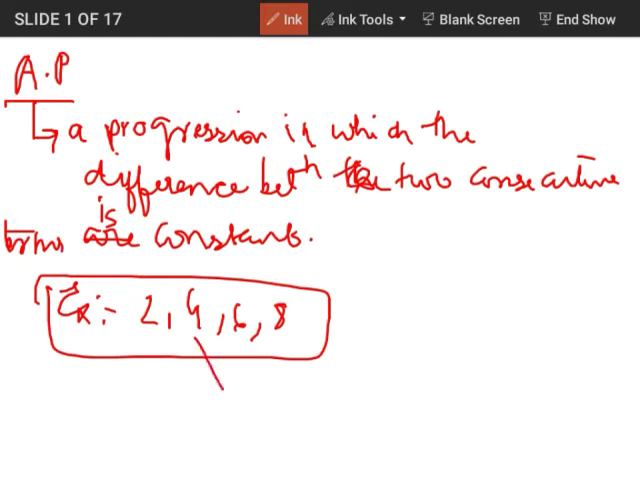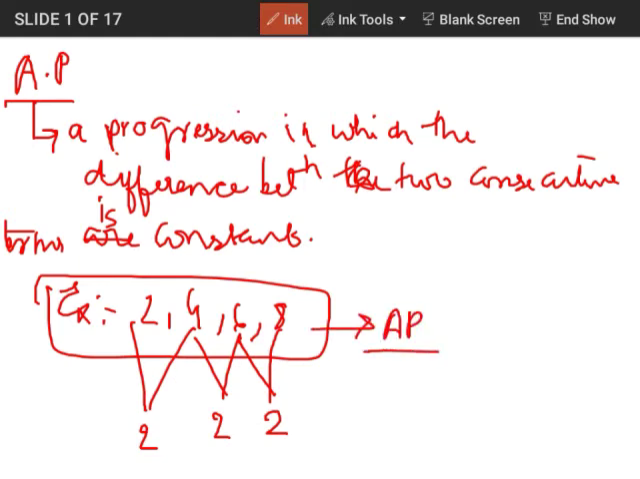Now in this example that we took, let us see the difference between any two consecutive terms. For example, say 4 and 6, so the difference is 2, and if we take another set of consecutive terms, that is 6 and 8, we also find that the difference is 2, and the last pair here also the difference is 2. So we see that the difference between the two consecutive terms is always 2. So we can say that this is an example of an AP, right?